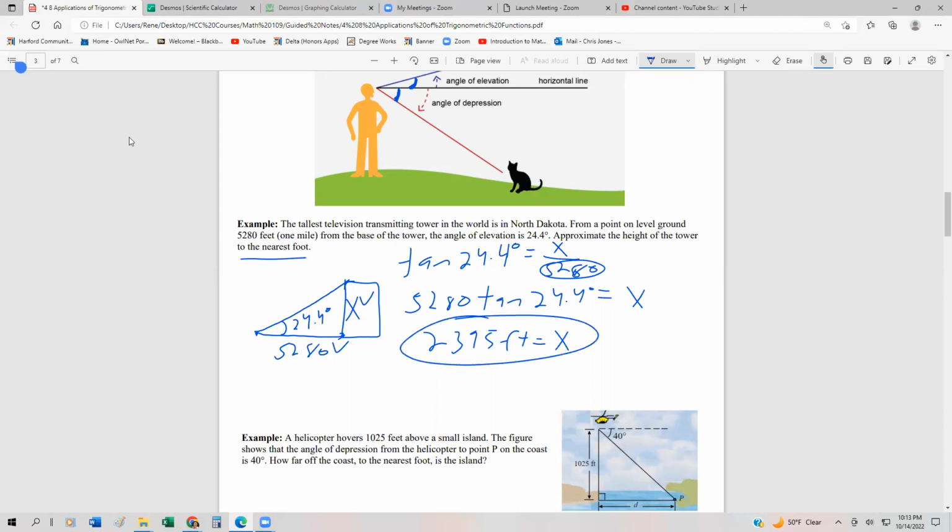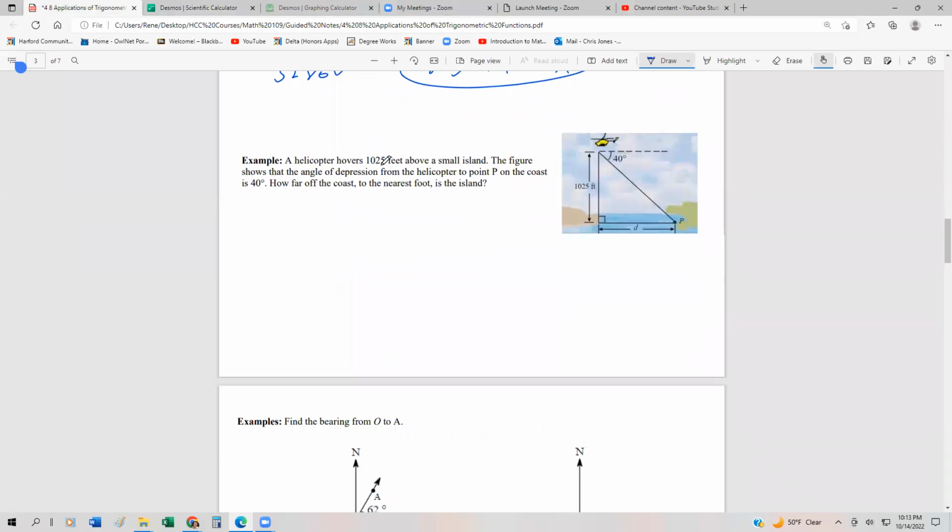All right, a second example. We have a helicopter that hovers 1,025 feet above a small island. The figure shows the angle of depression going down this way to the coast is 40 degrees. So how far off the coast? How far is this distance d?